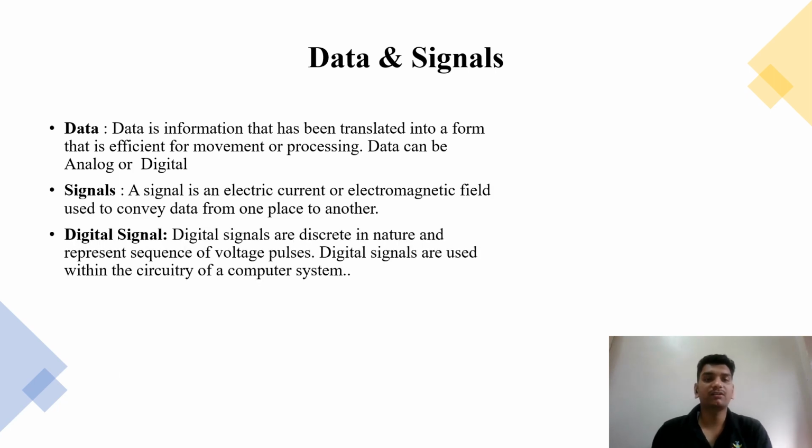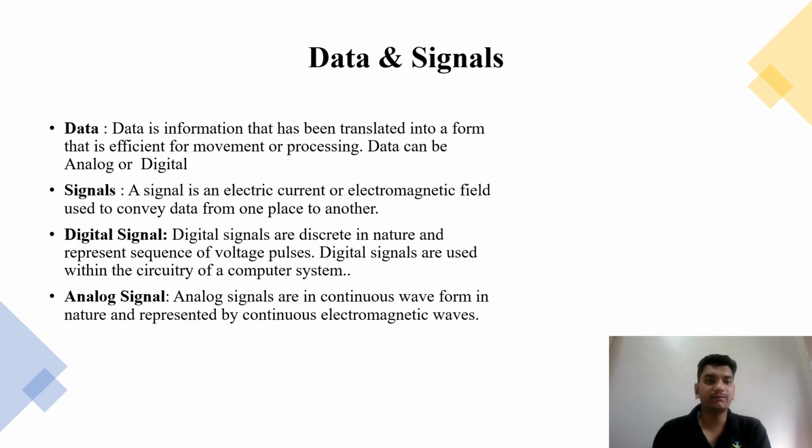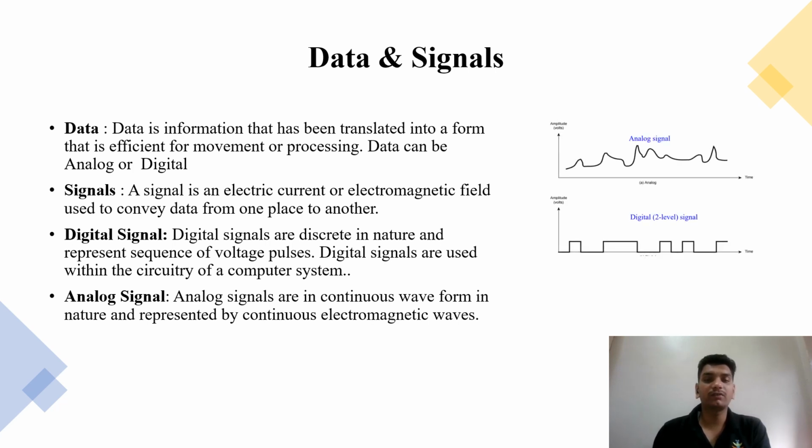Now we will see signals. A signal is an electric current or electromagnetic field used to convey data from one place to another. Digital signals are discrete in nature and represent a sequence of voltage pulses. Analog signals are continuous waveforms in nature and represented by continuous electronic waves.